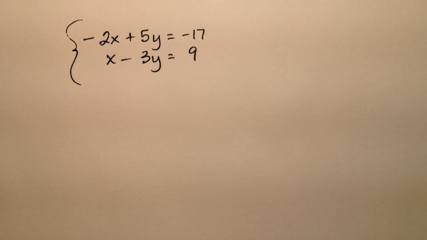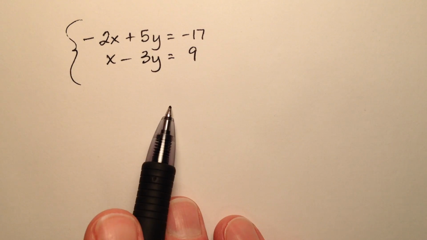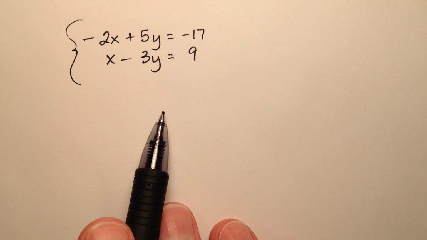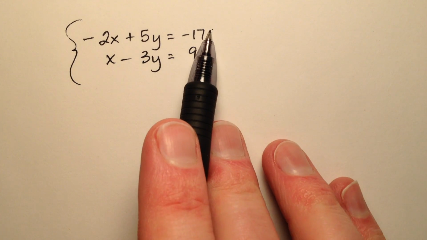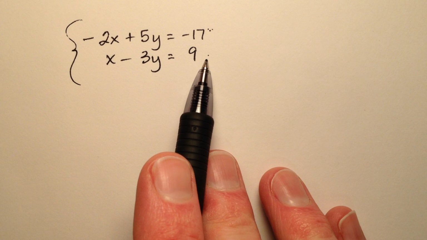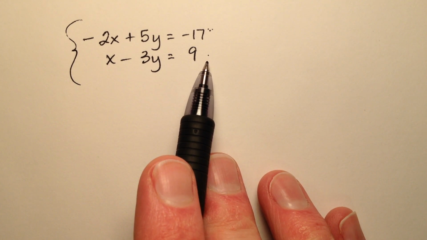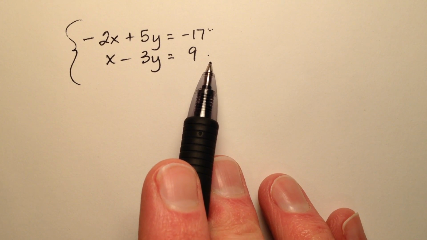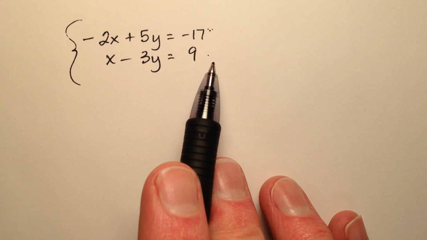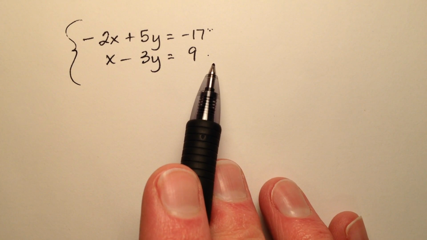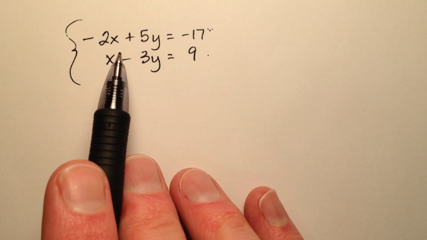In this example, we're going to solve this linear system by using substitution. So the first step in substitution is to choose one of these equations and solve the equation for one of the variables. Typically we're looking for a variable whose coefficient is either 1 or -1, something easy for which to solve.